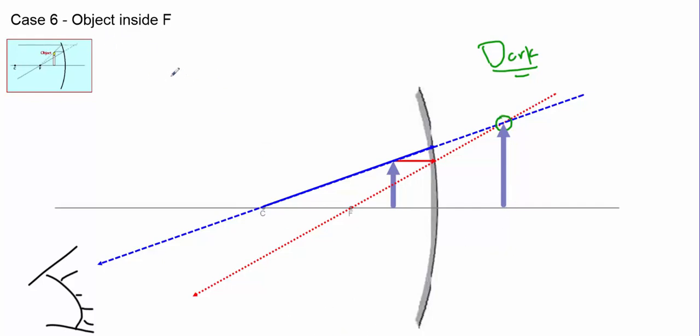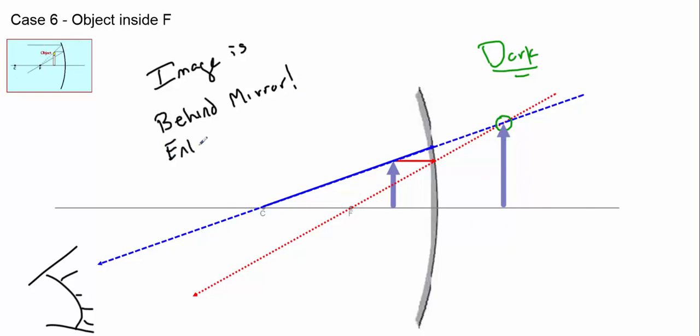So when the object is inside F, where is the image? The image is behind the mirror. You can see in this scenario, it's enlarged. It is upright, and therefore if it's upright, it must be virtual. And not only do we know it's virtual because it's upright, we know it's virtual because the light appears to have originated from the dark side of this mirror, which must mean it's virtual because the light never actually existed here.